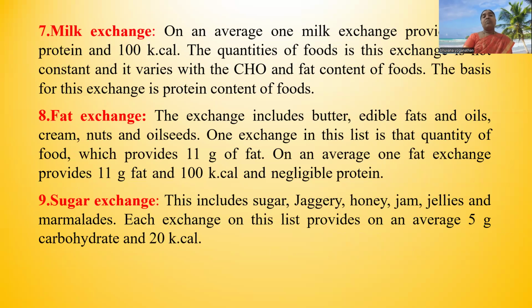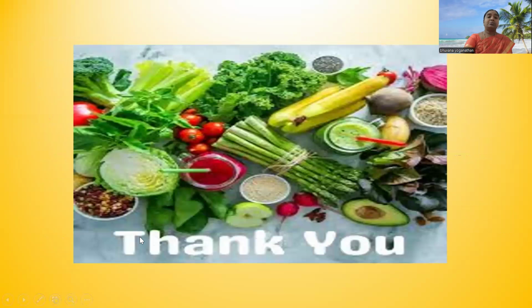Fat exchange. The fat exchange includes butter, edible oil, cream, nuts, and oil seeds. One exchange in this list provides 11 grams of fat on average. The fat exchange provides 11 grams of fat and 100 kilocalories, with negligible protein. Sugar exchange includes sugar, jaggery, honey, jam, jellies, and marmalades. Each sugar exchange provides on average 5 grams of carbohydrate and 20 kilocalories.